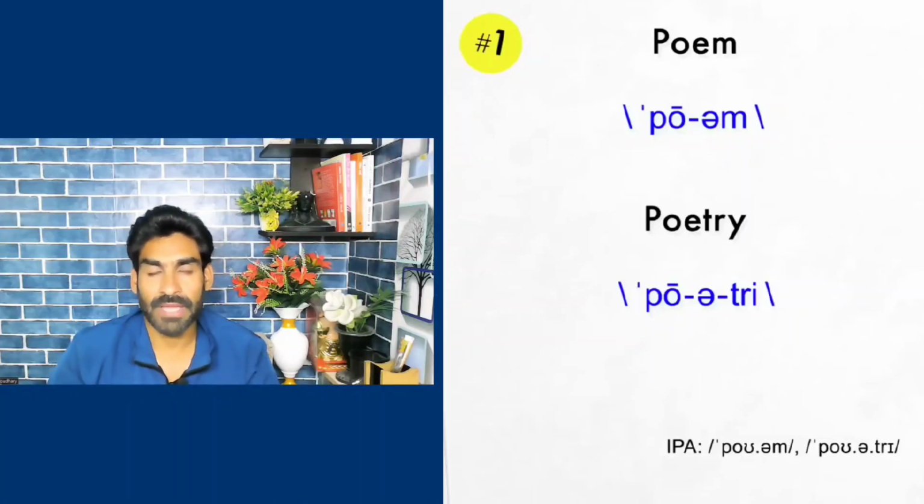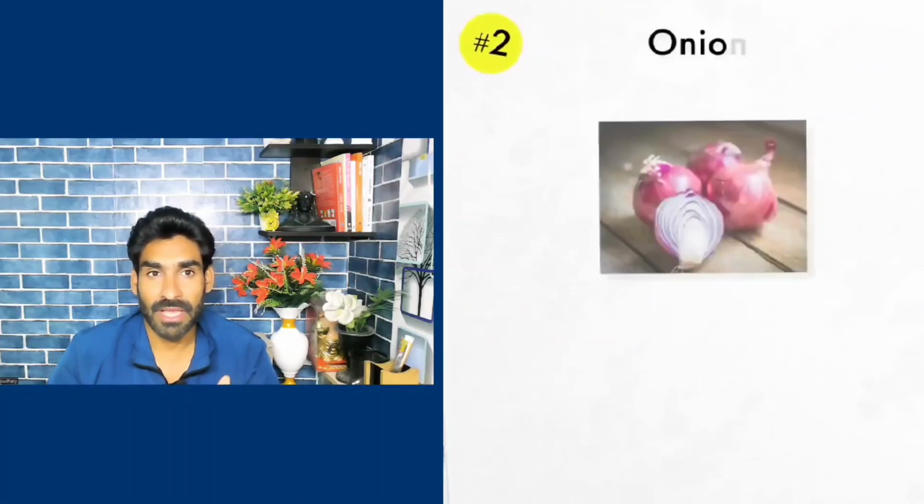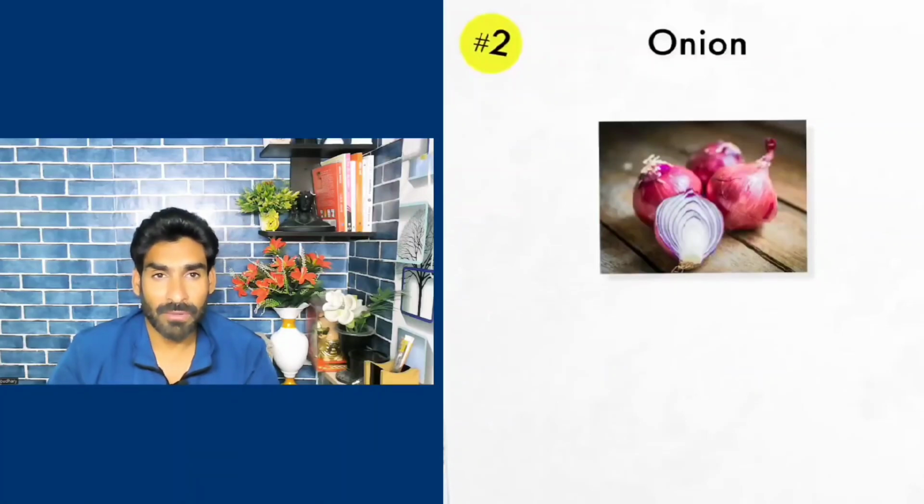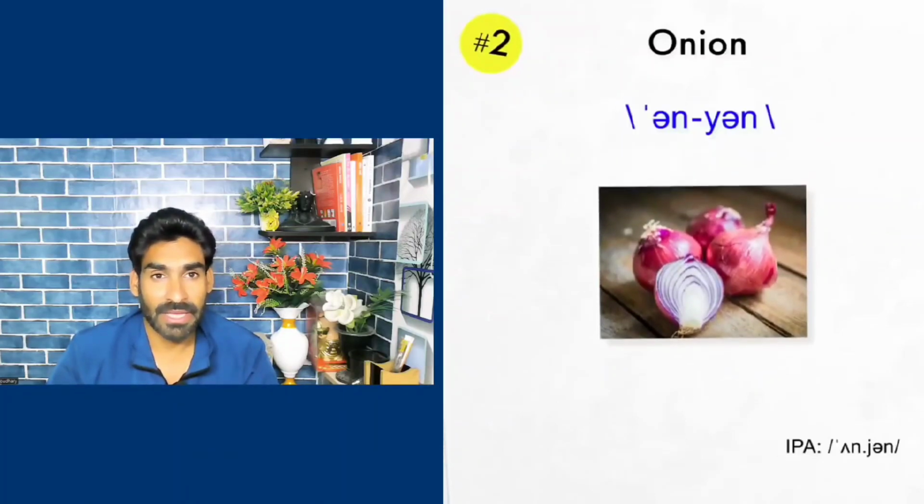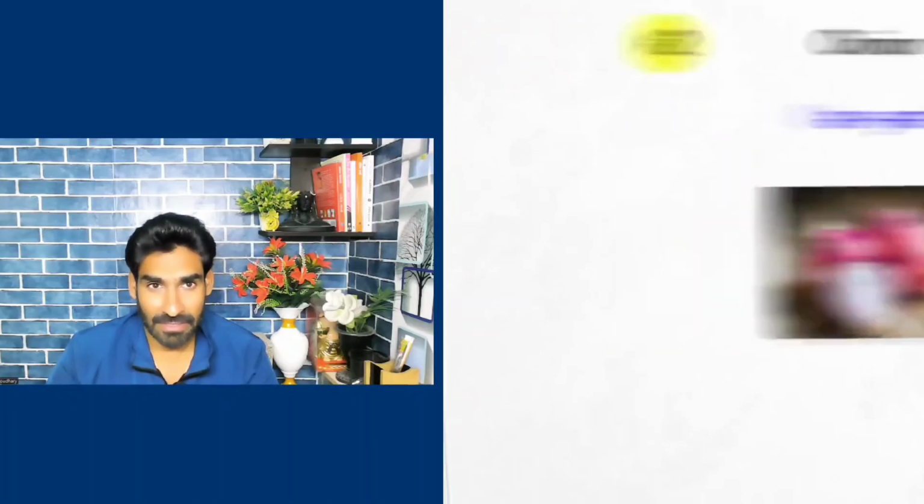Let's go to the second word, and the second word we have is onion. People pronounce this word incorrectly, but it is not said that way, it's onion.